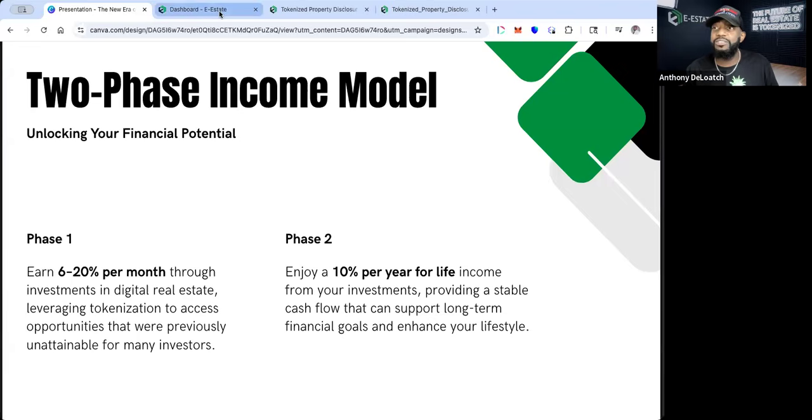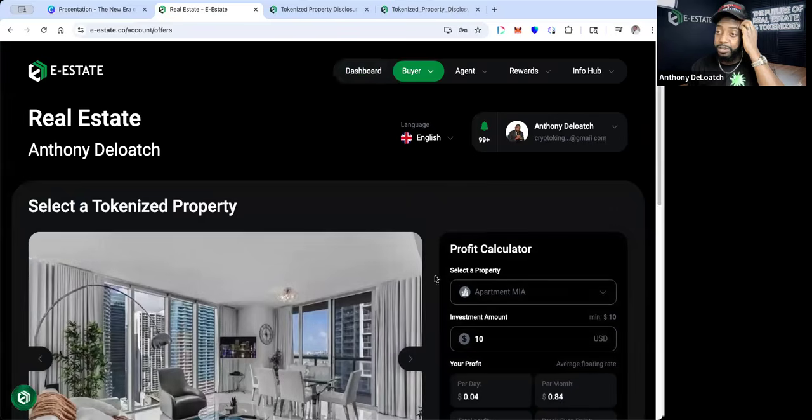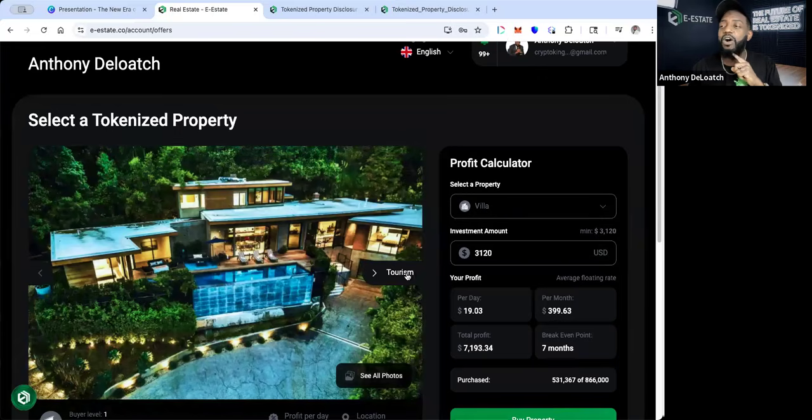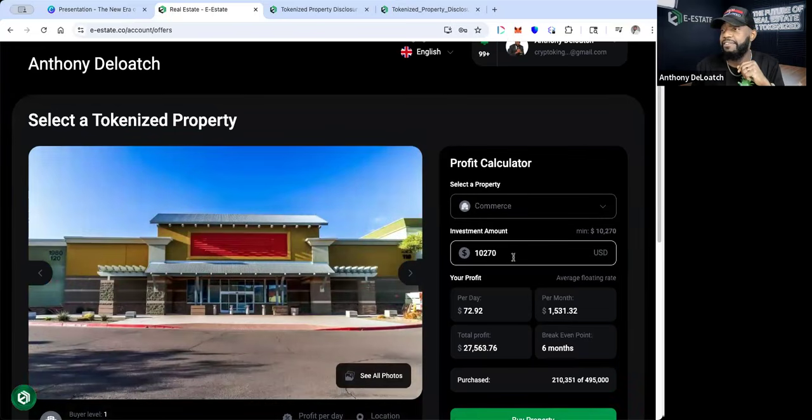Now, let me show you this with numbers, right? I want to show you in some numbers here. So let me pull up some numbers for you. We're going to go into our real estate portfolio, and I want to show you with our commercial property here. If we go into our commercial property here, where it starts at $10,270 for you to actually get a share of this commercial property. Now, if you get a share of this commercial property, it's going to earn you on average over $1,500 per month.